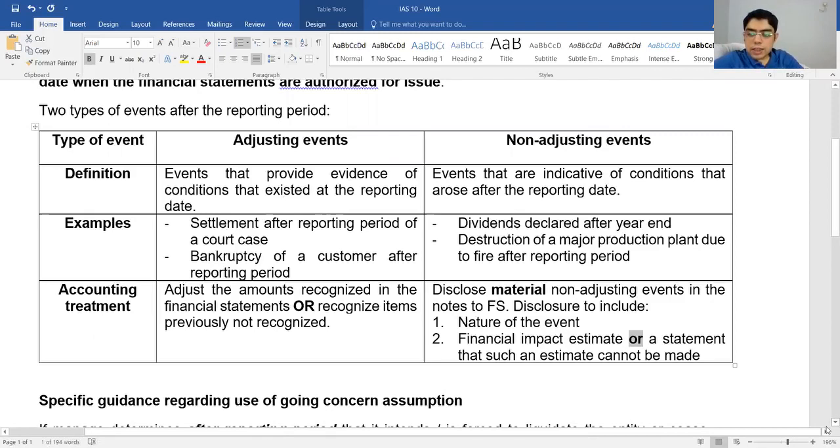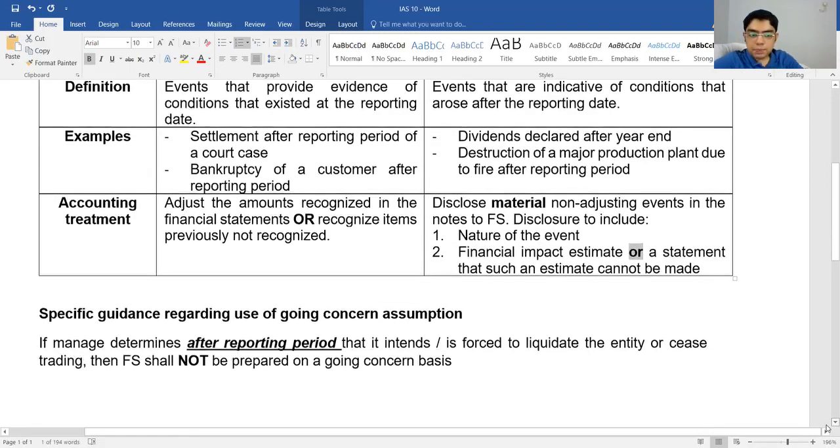Last but not least, there's some specific guidance in this accounting standard regarding the use of going concern assumption. And what is that guidance? That guidance is, if management determines after the reporting period that it intends or is forced to liquidate the entity or cease trading, that is, that it is no longer a going concern, then financial statements shall not be prepared on a going concern basis.